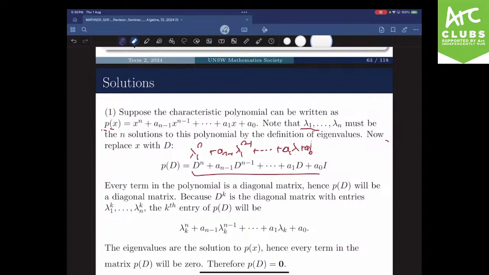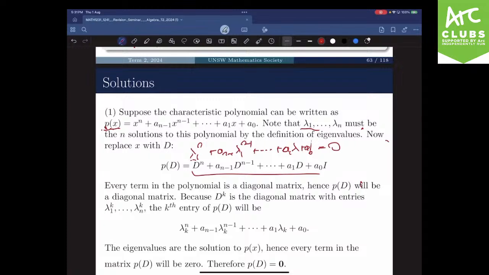So from here, we note that since lambda 1 is a solution to this, this is equal to 0. And so our top left entry will be 0. Do we kind of see that?